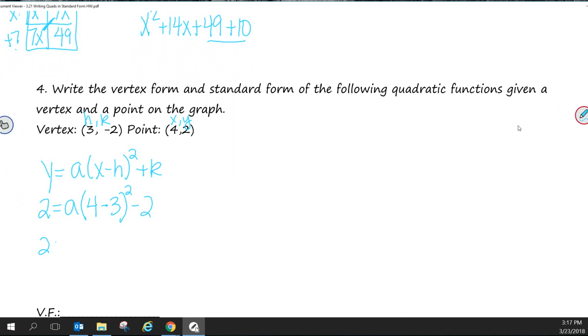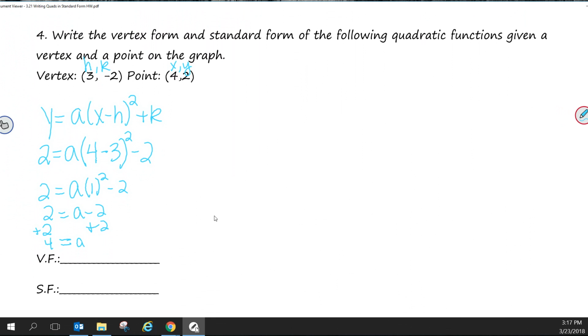So I've got 2 is equal to a times (4 - 3), which is 1 squared, minus 2. So 1 squared is just 1. So this is really 2 is equal to a minus 2. I add 2 to both sides. And a is equal to 4. So now that I know my a, I can put it in vertex form. Let me move this up here.